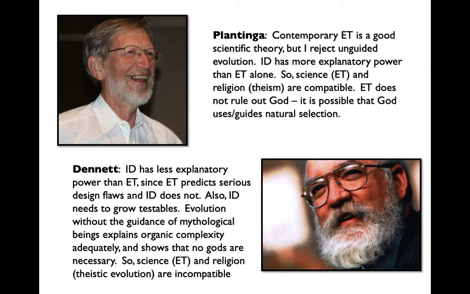Now here's Dennett. ID theory has less explanatory power than evolutionary theory, since evolutionary theory predicts serious design flaws, and I'll talk about these observations shortly. ID does not predict these. And if we're testing theories one against the other, each theory should make a prediction which is true, and make a prediction of what we definitely will not see, so that if we see the thing we shouldn't see, we should give up that theory.